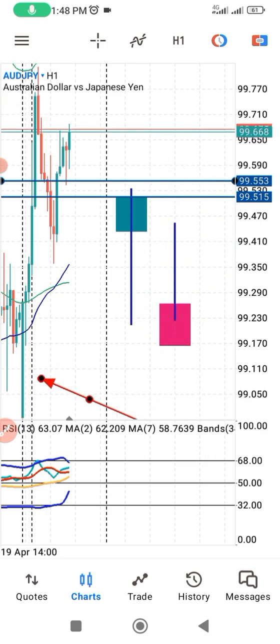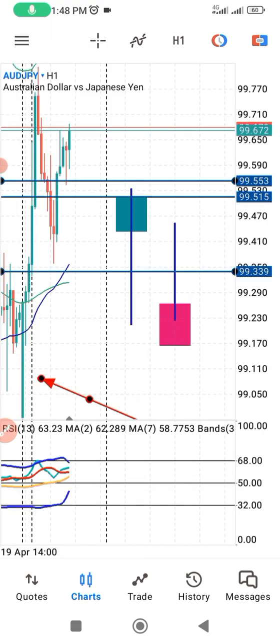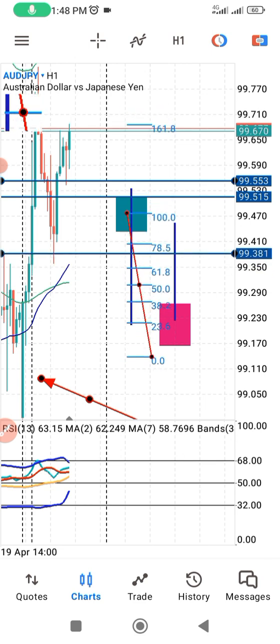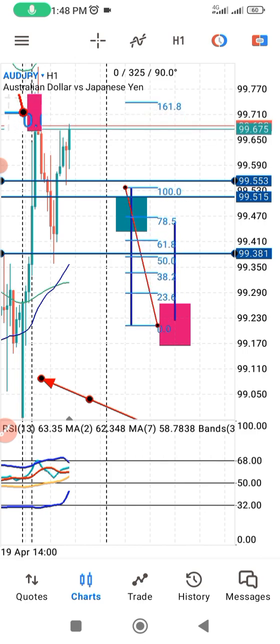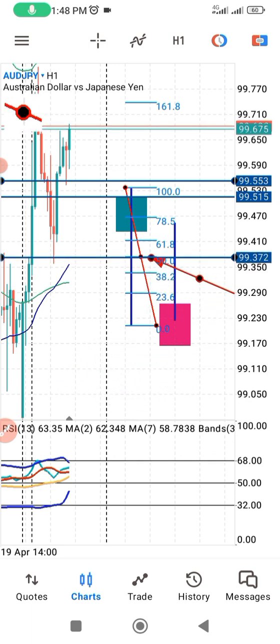And another way is that we can have our entry at 50% of the body of the pin bar. How do we do it? After the close of the pin bar, you pick your Fibonacci and fib 50% of the pin bar. So at this 50% level of the pin bar, you can set your pending order, or you wait for price to pull back to that level, then you make your entry.